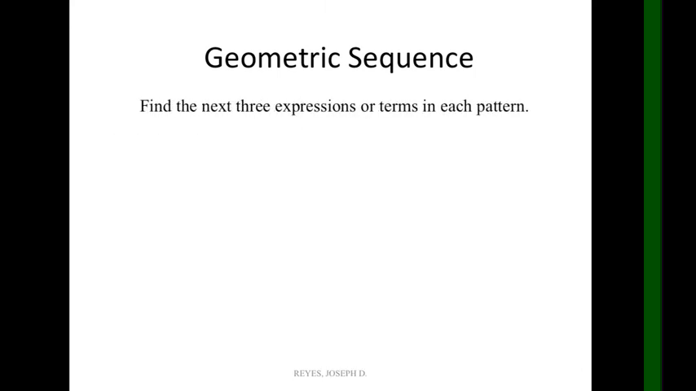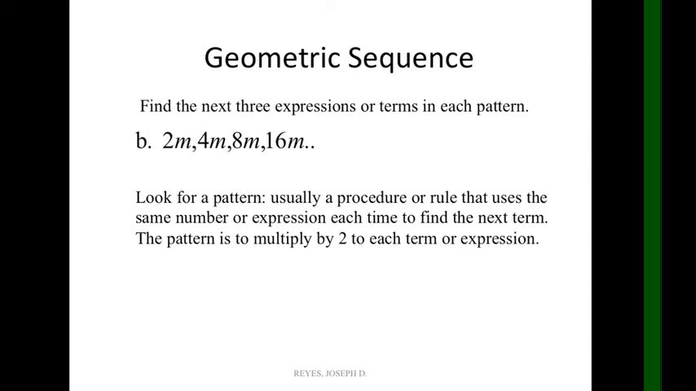Next, find the next three terms or expressions in each pattern. So we have 2m, 4m, 8m, and 16m. So we're looking for the next three terms or expressions after the expression 16m. So look for a pattern, usually a procedure or rule that uses the same number or expression each time to find the next term. So the pattern is to multiply by 2.